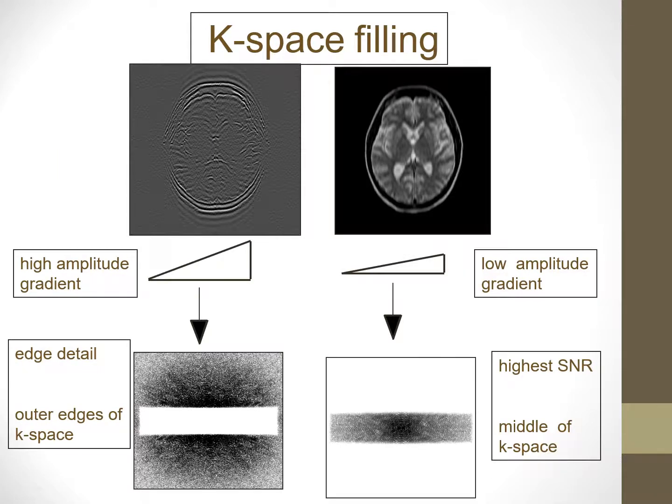A quick review on K-space filling. High amplitude gradients are going to produce more edge detail and are going to be placed in the outer edges of K-space. Those would be your steep gradients or high amplitude gradients. Shallow gradients or low amplitude gradients are going to be more responsible for our image signal and contrast, and those signals are going to be placed in the middle of K-space, and they contain the highest signal to noise.